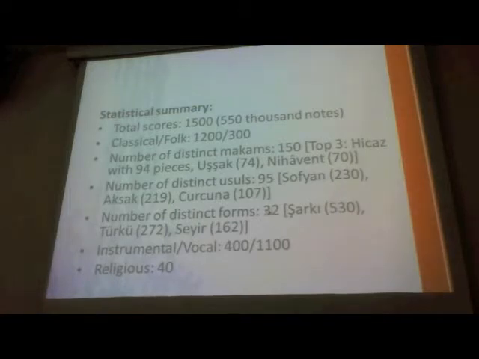There are 95 usuls in the database. 230 are Sofyan; in Sofyan, Aksak, Curcuna, you can see. And forms, there are 32 different forms. Şarkı, 530, Türkü, Semai, etc. And 400 works are instrumental, the others all vocal. There are only 40 religious works in the database.